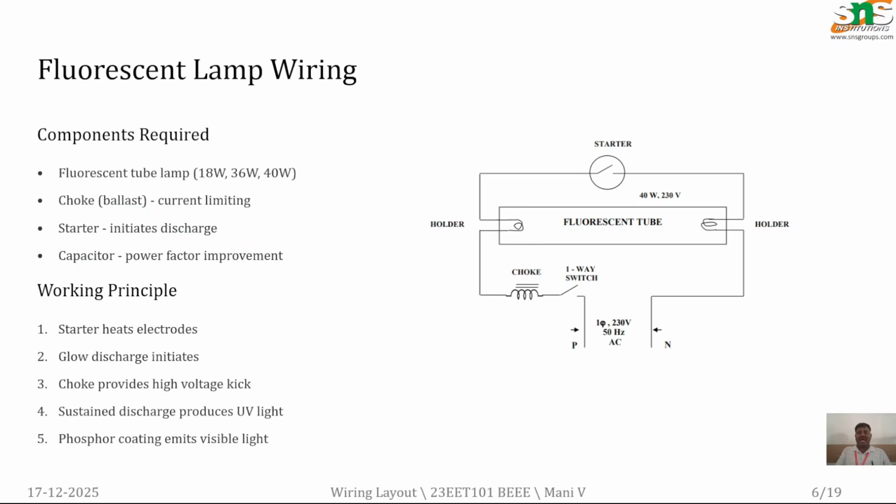And the fluorescent lamp wiring system. The fluorescent lamp requires a tube light, which may be 18 watts, 32 watts, 36 watts, or 46 watts, etc. We also need a choke, a starter, and two holders. These are the components required for the wiring of fluorescent lamps.